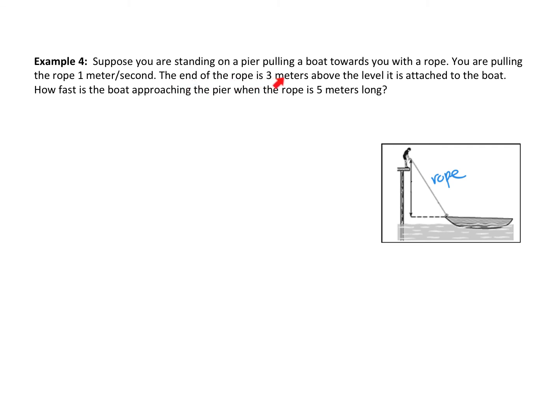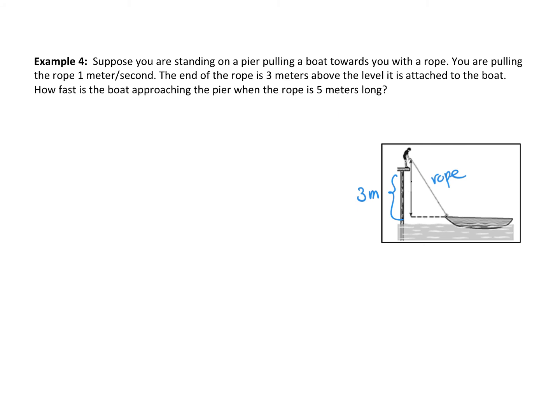The end of the rope is 3 meters above the level that is attached to the boat. Okay. So that's 3 here. Let me write that down. So 3 meters. So you're 3 meters above the sea level. The boat is here. The rope is connecting this way, right? How fast is the boat approaching the pier when the rope is 5 meters long? So the boat is coming this way, and then you're pulling it here. So the question is, how fast is it approaching here when the rope is a certain length?